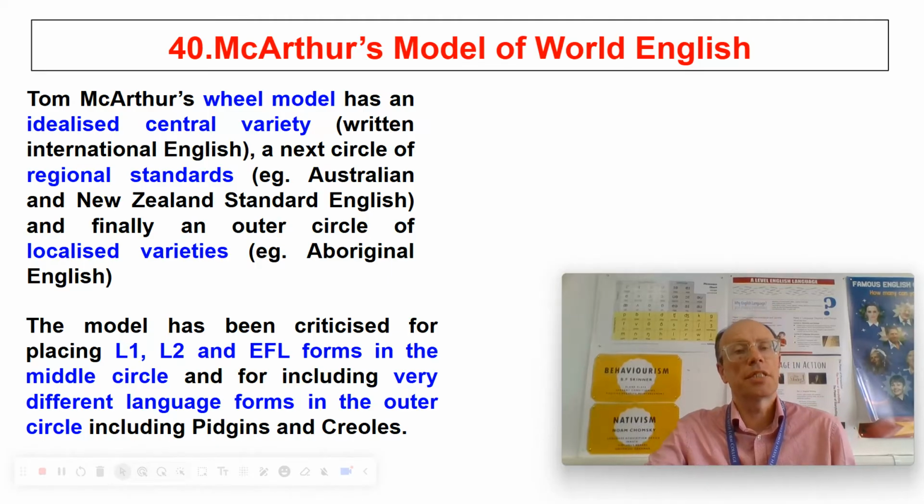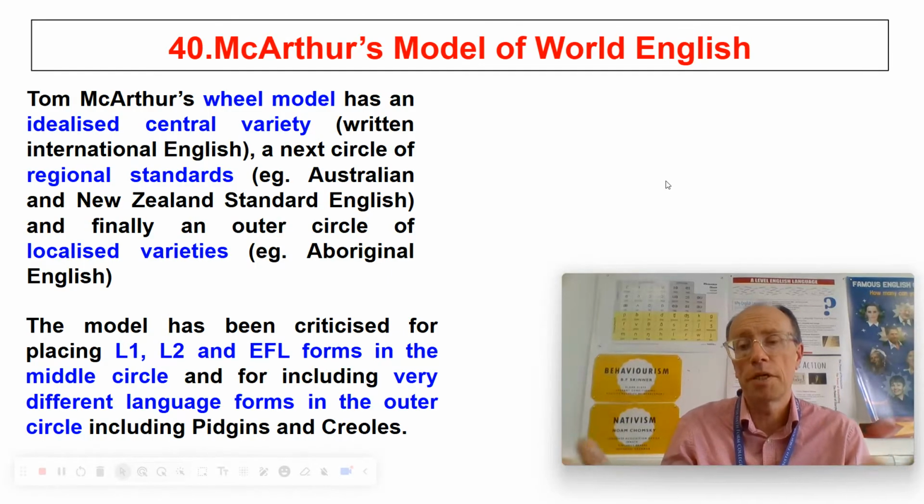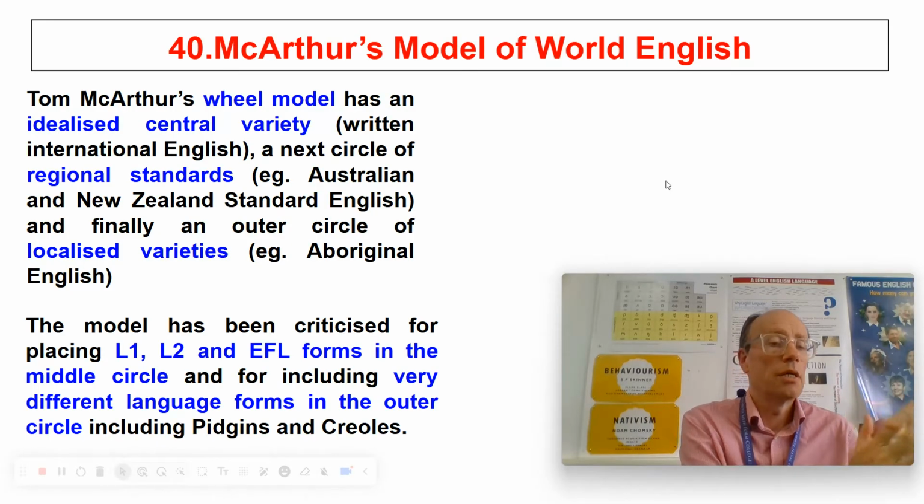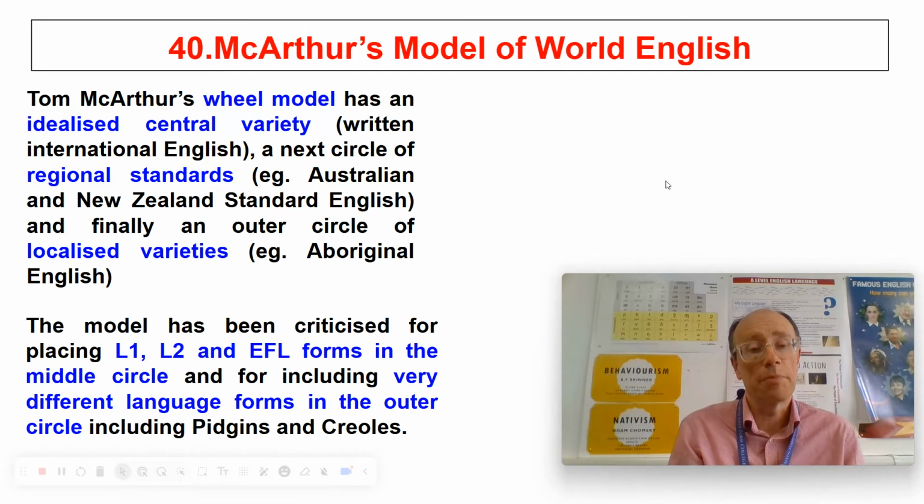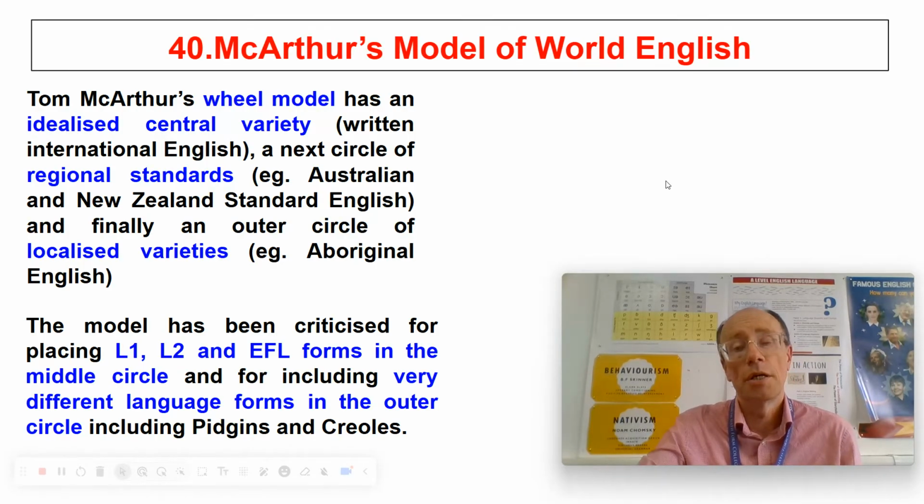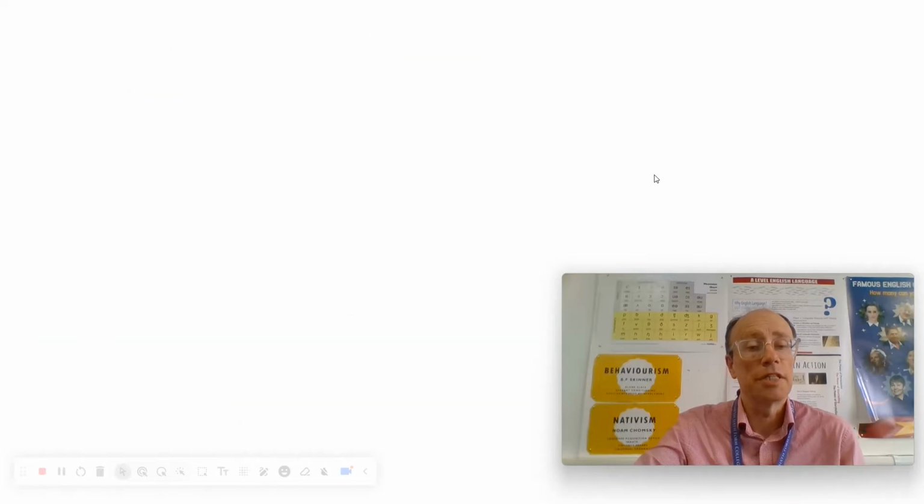It has been criticised, of course, and this is important because this is the evaluation. And in order to get the highest marks on your A level, you need to show that you're evaluating. But the model's been criticised for placing L1, L2 and English as a foreign language forms in that middle circle. And of course for including very different language forms in the outer circle, like for example pidgins and creoles, which linguists would argue are very different things.